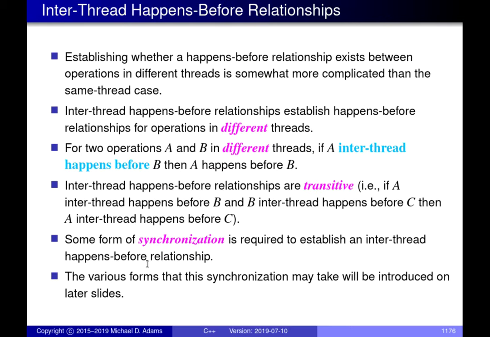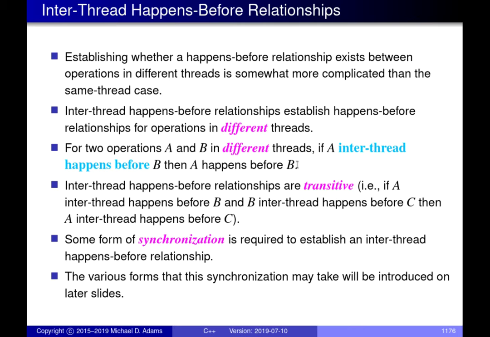So the next type of relationship that I want to talk about is what's called an inter-thread happens before relationship. If we have two operations, A and B, and they're in different threads, this is the key thing here. It's an inter-thread relationship, inter meaning between different threads. So we have A and B are two operations in different threads. We say that A inter-thread happens before B. If this is true, then A happens before B.